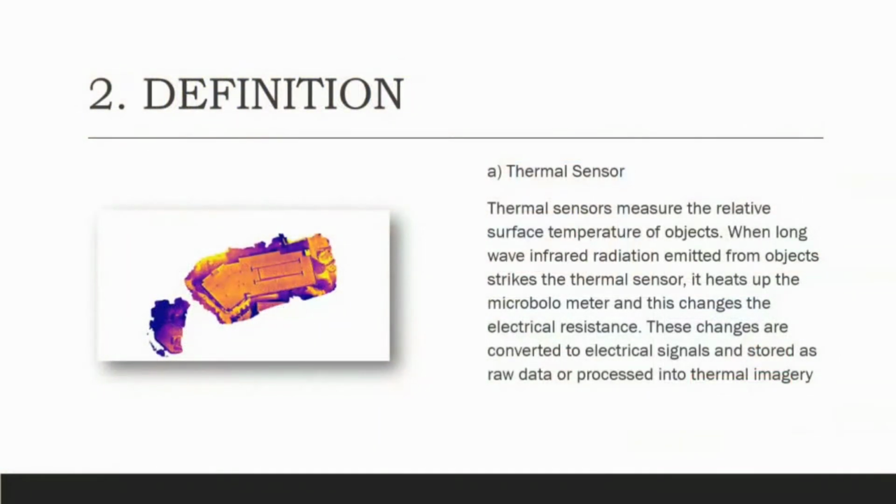Definition of thermal sensor. Thermal sensors measure the relative surface temperature of objects. When long-wave infrared radiation emitted from objects strikes the thermal sensor, it heats up the microbolometer and this changes the electrical resistance. This is converted to electrical signals and stored as raw data or processed into thermal imagery.